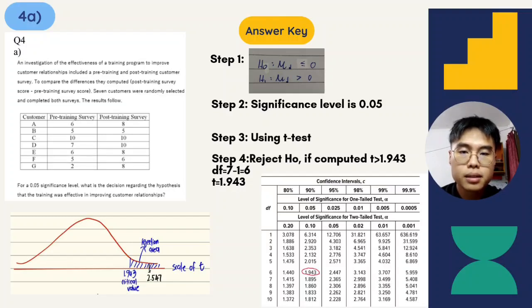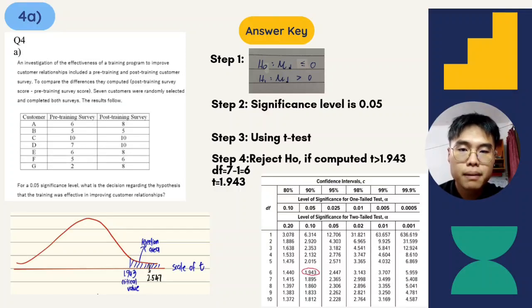Step 1, state the null hypothesis and alternate hypothesis, H0 and H1. H0: mu less than or equal to 0, and H1, the alternate hypothesis: mu more than 0. Why more than 0? Because the question wants us to find whether the training was effective in improving customer relationship, measured after the training. Step 2, find the significance level. The significance level is 0.05.